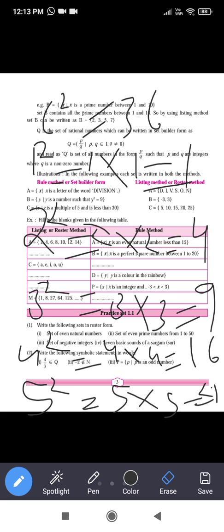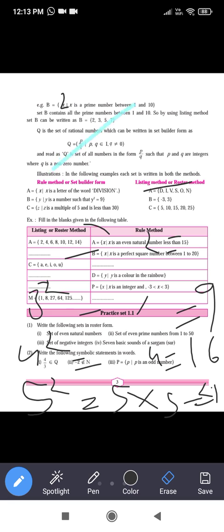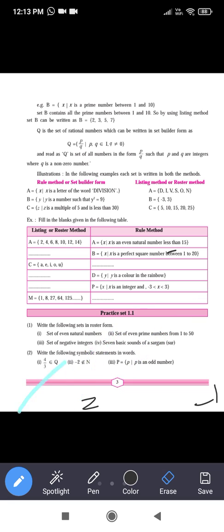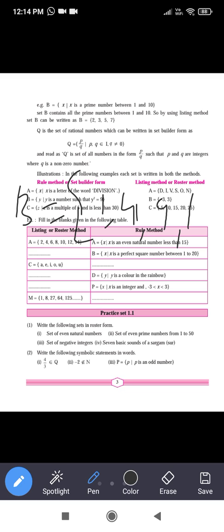But what is asked in the question? Now you understood the meaning of a perfect square number. So here, in the listing method, you have to write down the name of the set. Here the name of the set is B, and x is a perfect square number between 1 to 20. So between 1 to 20 the perfect square numbers are 1, next 4, next 9 and next 16. Here we cannot include 25 because it is greater than 20.